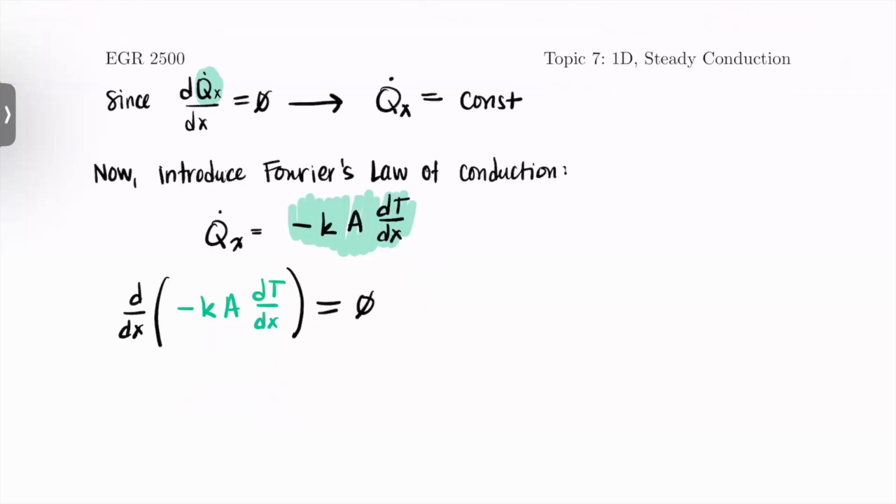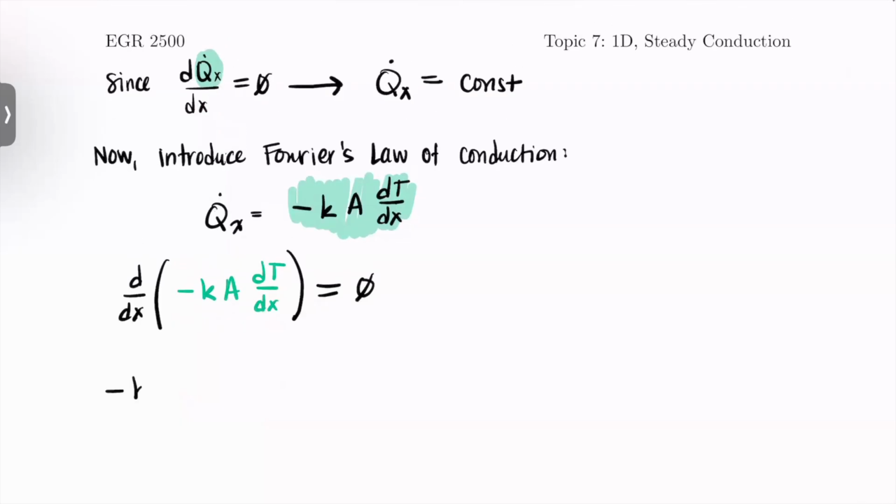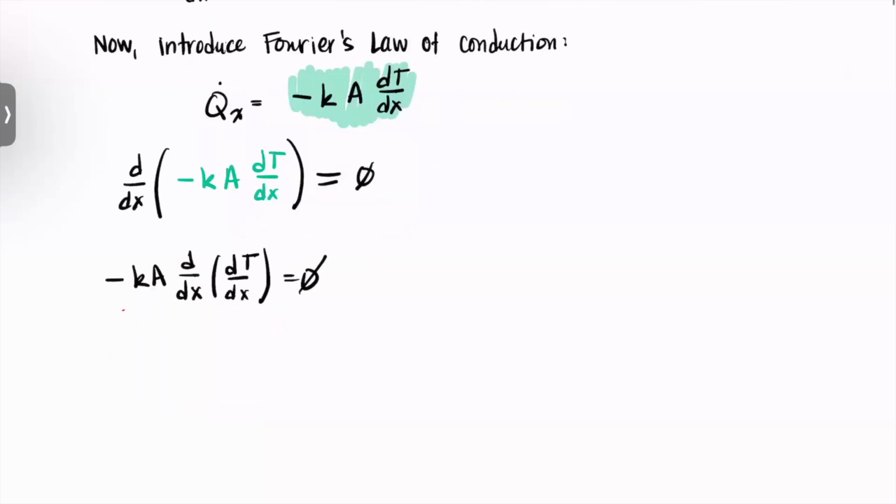K is a material property. It should not change with x because we have this uniform slab of material. We also have a uniform slab of material, so A will also not change as we move in x, right? So I can pull both of those things out of my derivative. So I have minus kA d/dx of dT dx is equal to 0, right? And k and A are both non-zero values that I can divide through on both sides. So that means that I have the second derivative of temperature with respect to x is equal to 0.